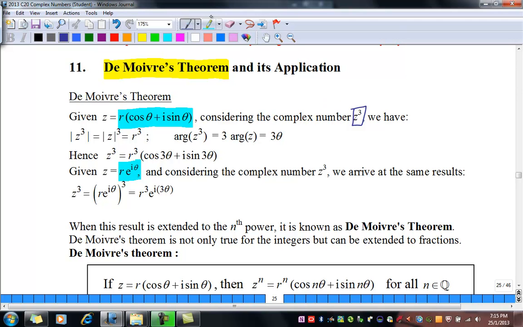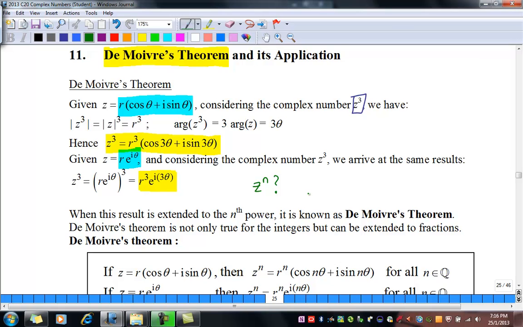So this tells me that I can actually write z cubed as r cubed times cosine 3 theta plus i sine 3 theta. And a similar result will hold based on similar concepts for the case in exponential form. So De Moivre's theorem is actually discussing what will happen if I have, instead of z cubed, z to the power of n. And what the theorem says is very simple.